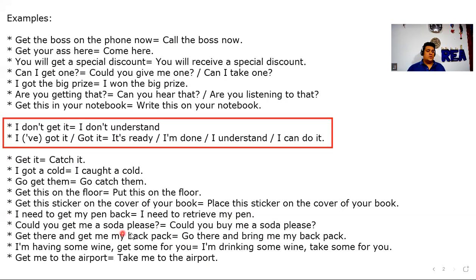Okay, could you get me a soda, please? Imagine someone is going to the store. Hey, are you going to the store? Yes. Okay, could you give me a soda, please? I'll give you the money. Could you buy me a soda, please? Or sometimes it could be, could you bring me a soda? Could you get me a soda?